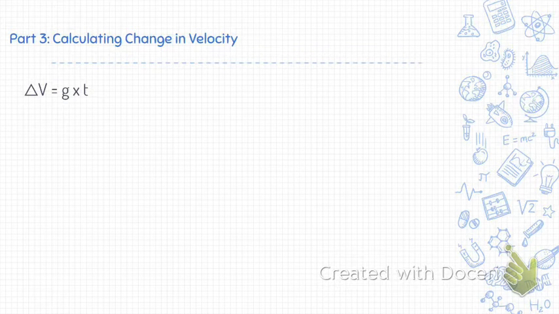Part 3 of our forces math is looking at calculating the change in velocity. So we have an equation of that triangle, V, which in math we say delta V, so we can say that in science as well: delta V equals G times T.